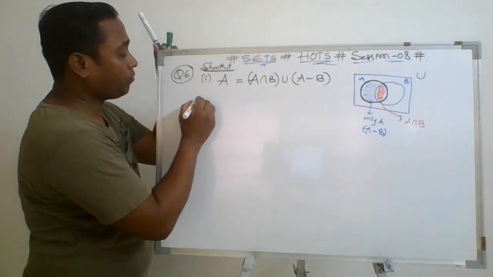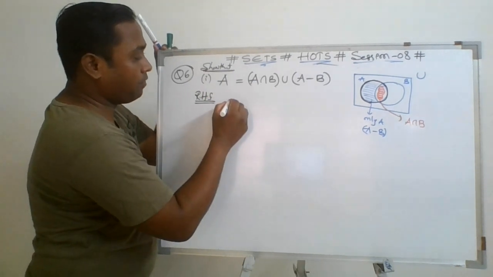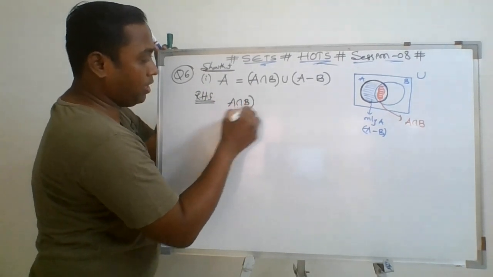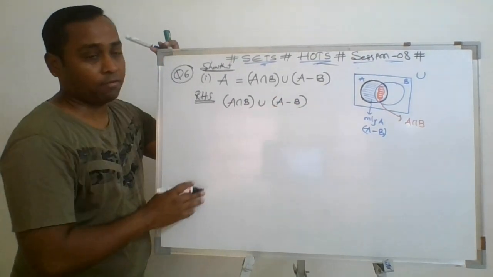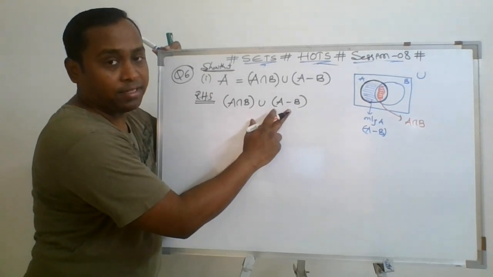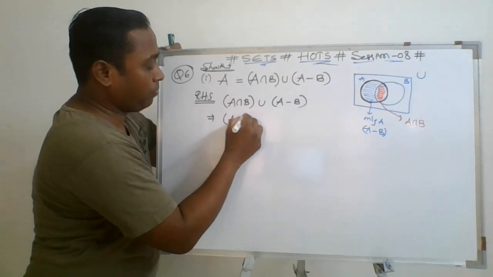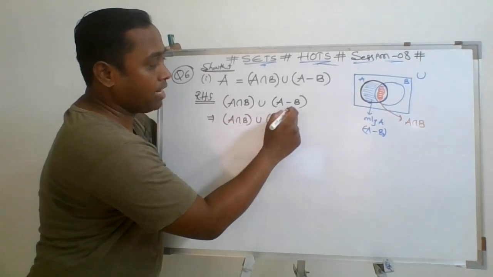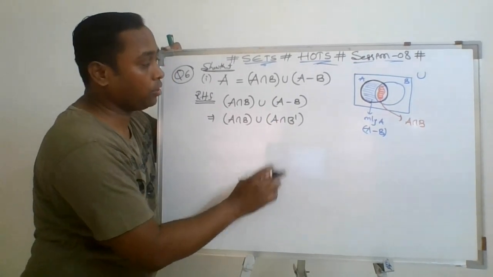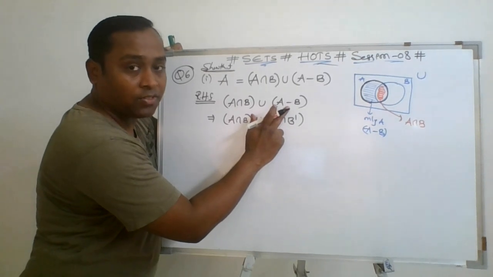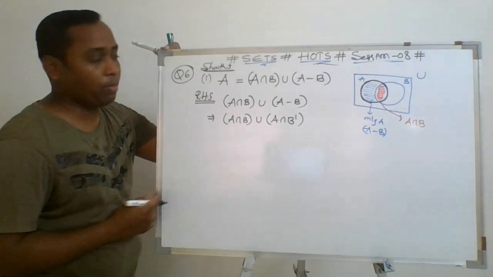I am taking the RHS part, the right hand side part. What do we have on the right hand side? (A intersection B) union (A minus B). First of all, I am converting this difference into intersection language. A intersection B union, I can write this operation as A intersection B dash, as I told you in the beginning of the session. Wherever the difference is there, I will write it in the intersection language so that I can use the properties in the easiest manner.